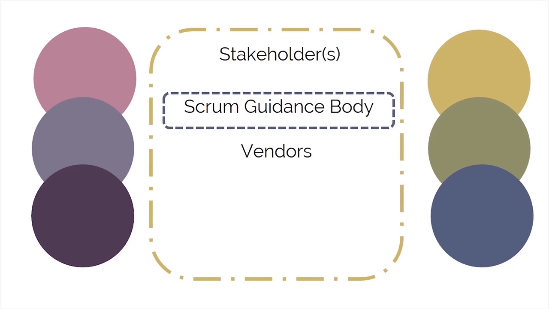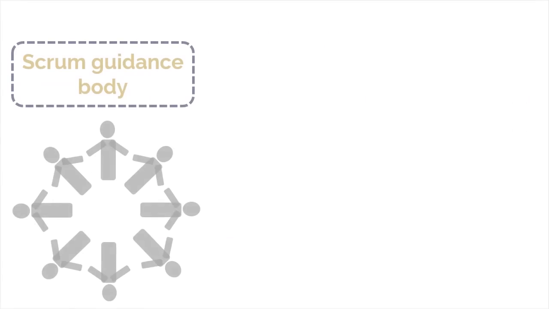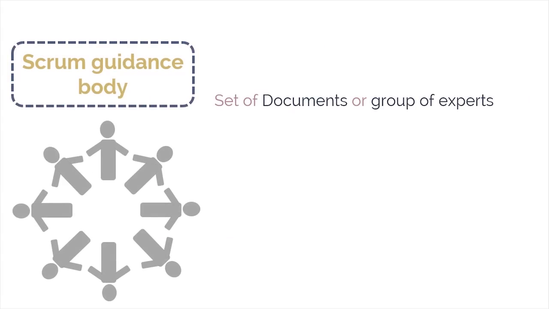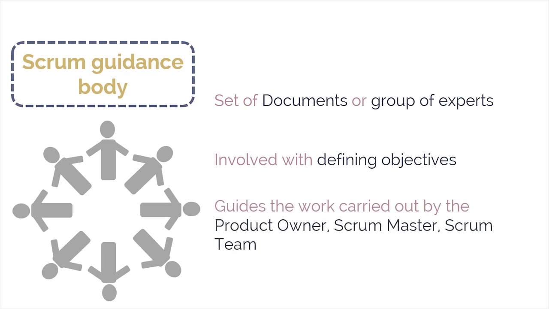Second is the Scrum guidance body, which is also referred to as the SGB. It is an optional role consisting of a set of documents or a group of experts, typically involved in defining objectives related to quality, government regulations, security, and other key organizational parameters. This Scrum guidance body guides the work carried out by the Product Owner, Scrum Master, and Scrum Team.